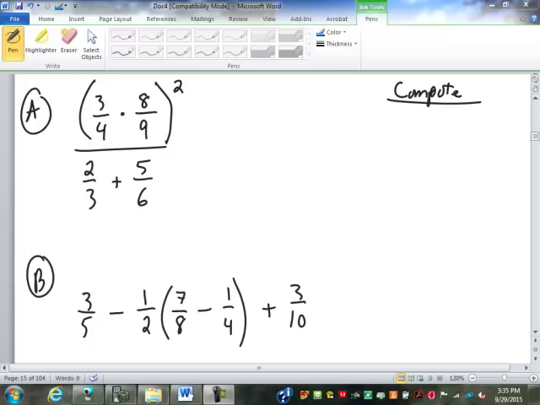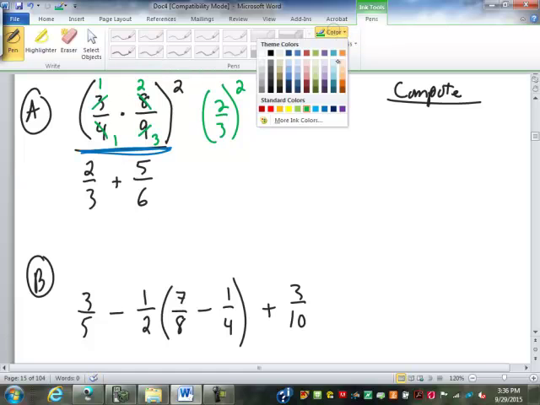So on the first one, having this fraction bar across here means you have to do everything on top first. So I'm going to start out by doing the multiplication. 3/4 times 8/9. Cross cancel the 3 and the 9 to give me 1 and 3 because they both divide by 3. 4 and 8 can both be divided by 4 to give me 1 and 2. So that is 2/3 squared.